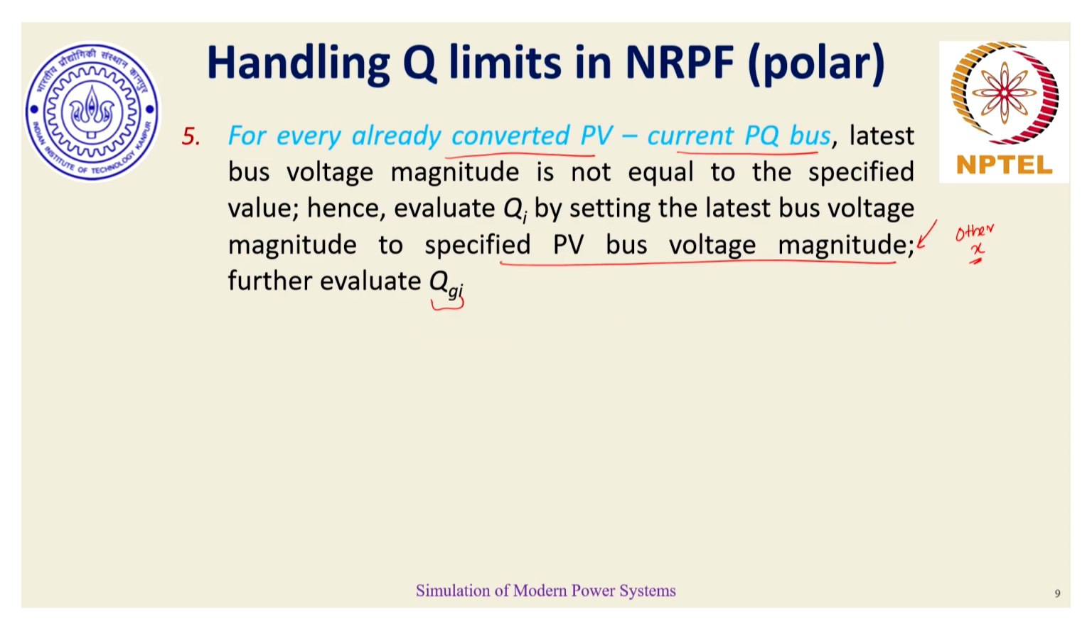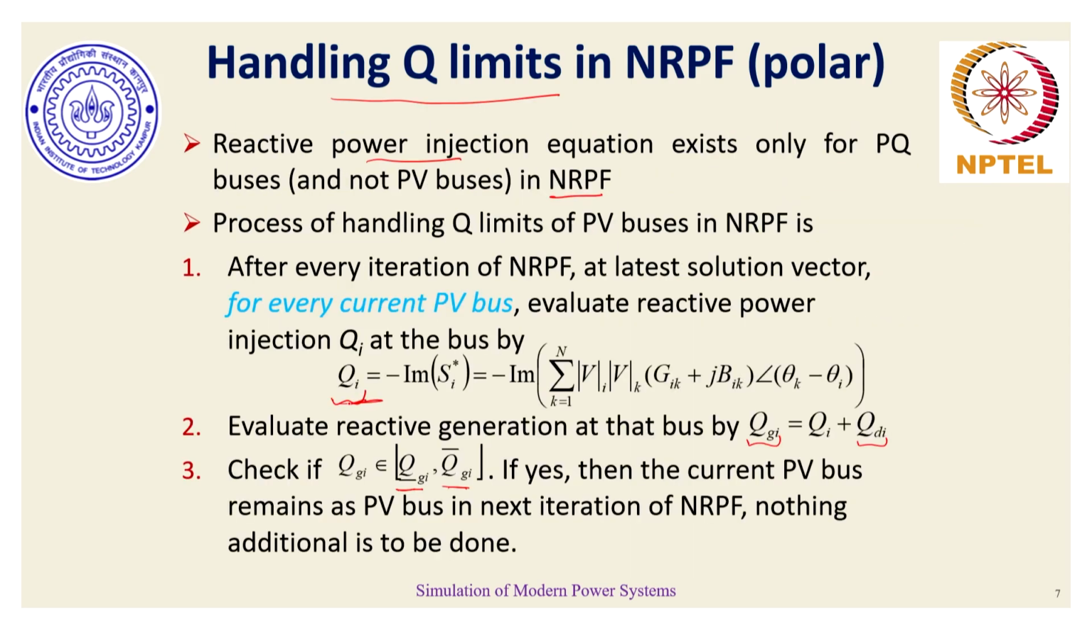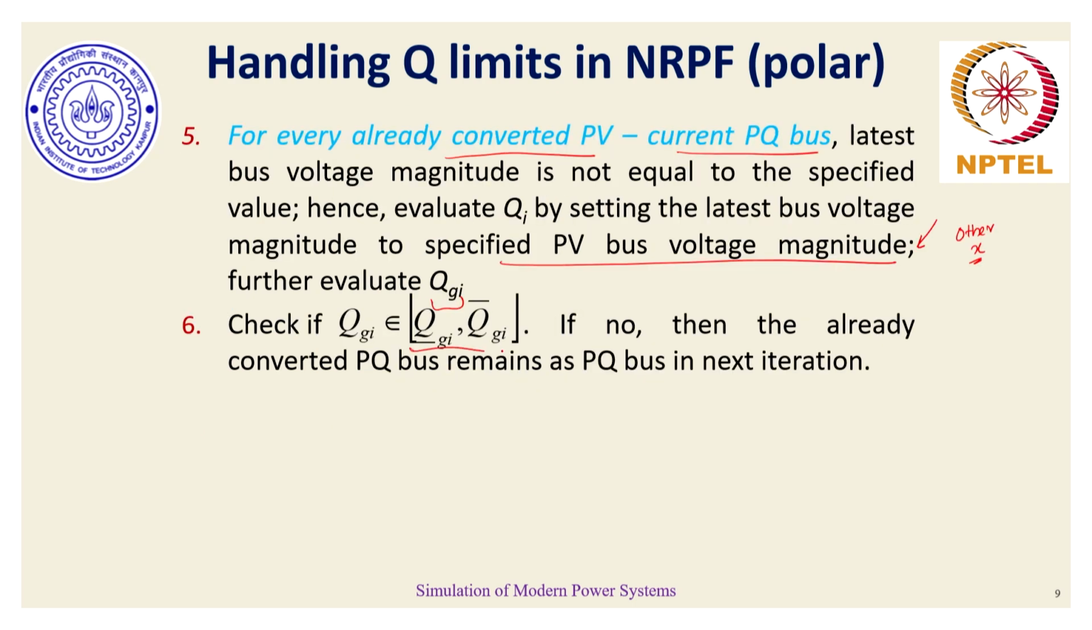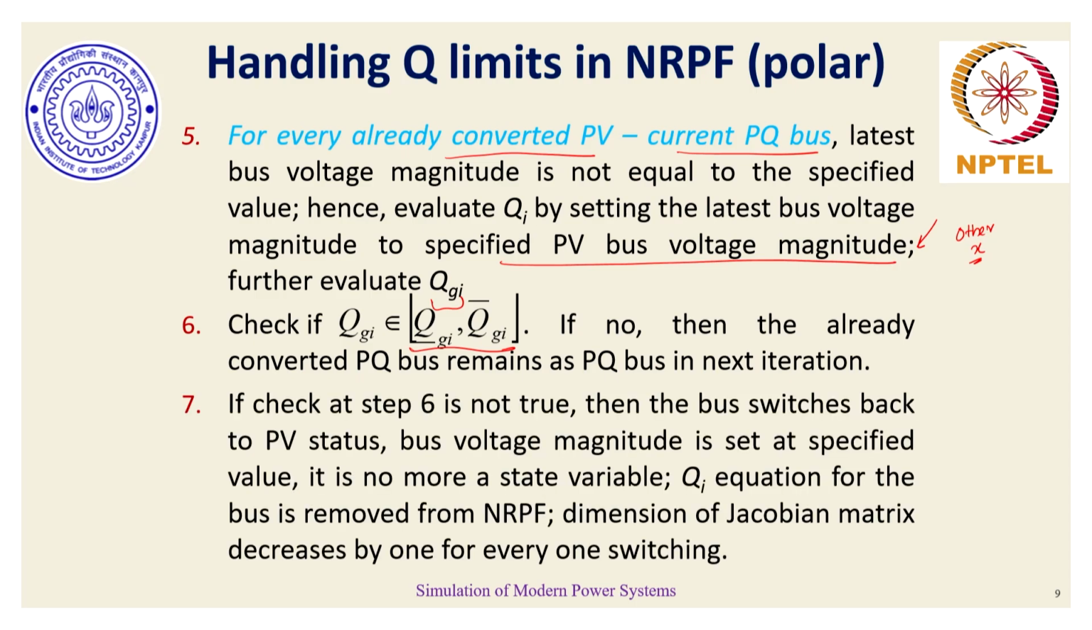In order to find the generation, we have to find the injection first, add it to the demand, and then we find QGi. If QGi is within its limit, the converted PV to PQ bus retains its PV status. With this, the Jacobian matrix dimension decreases by 1. The voltage magnitude of the PV bus is no more a variable. It is not part of x now, and hence the dimension of F in f of x also decreases. Its Q equation, which was present when it was a PQ bus, is also removed.